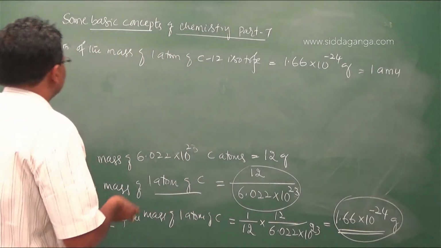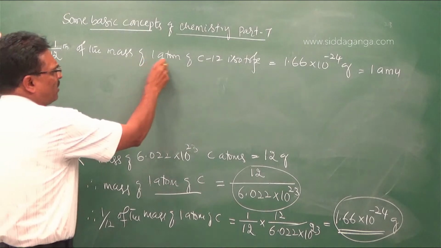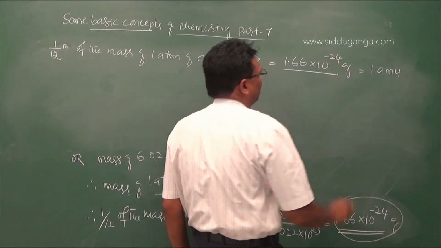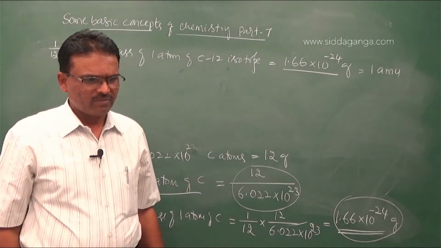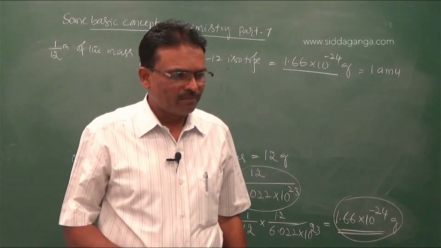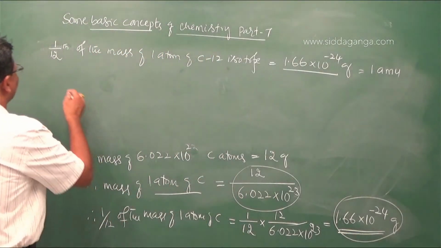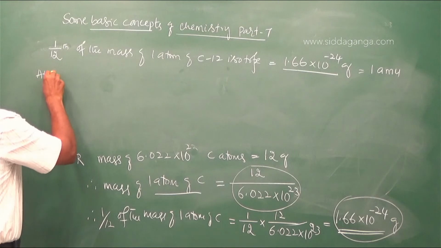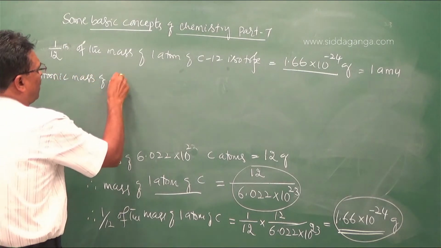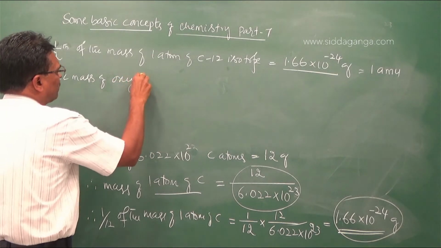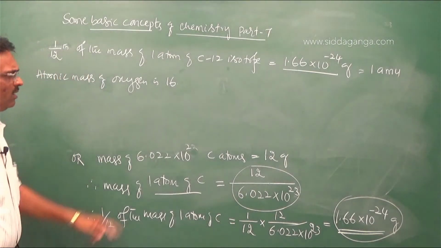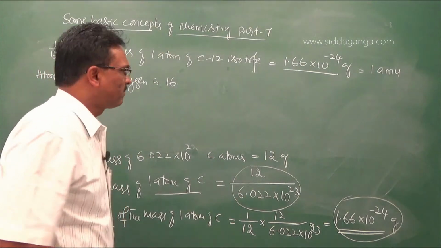So 1/12 of the mass of one atom of carbon-12 isotope means 1.66 into 10 power minus 24 gram. This is also called 1 atomic mass unit. So we know that atomic mass of oxygen is 16.